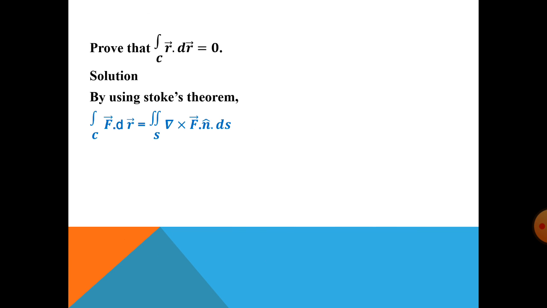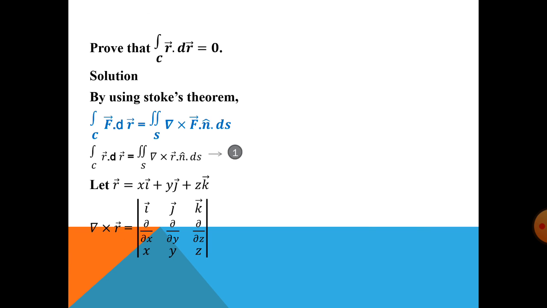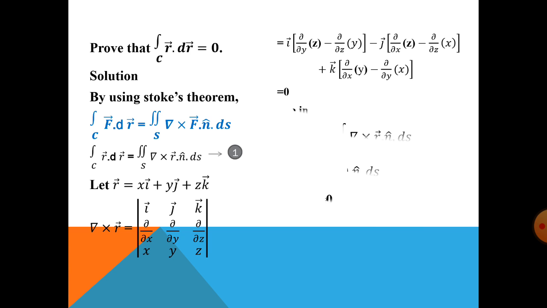Let's see another problem on Stokes theorem. Prove that the line integral of r vector dot dr vector is 0. So we know the Stokes theorem condition. Replace F vector by r vector. Since r vector is a position vector, take r vector as xi vector plus yj vector plus zk vector. Find grad cross r vector. We get this value as 0. Substitute it in the first equation. We get 0. Hence it's verified.